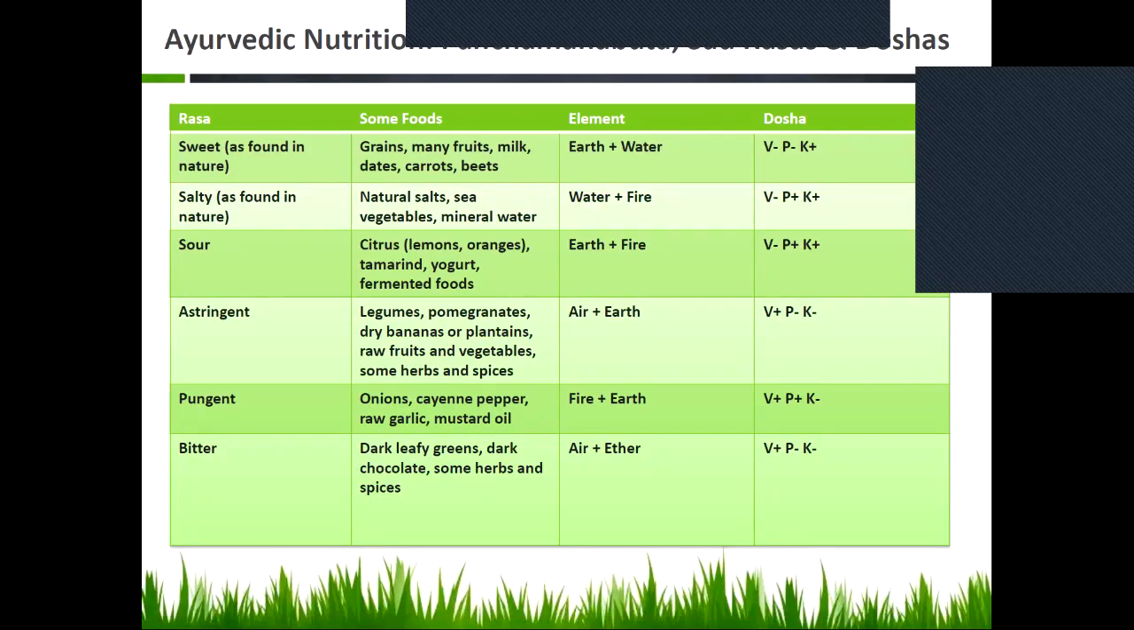Astringent is legumes, pomegranate, dry bananas, plantains, raw fruits. Pungent is onion, garlic, mustard, cayenne pepper, habanero peppers, ghost peppers, radishes, horseradish. Bitter is dark leafy greens. Bitter is also bitter melon, and so on. So you should actually memorize this.